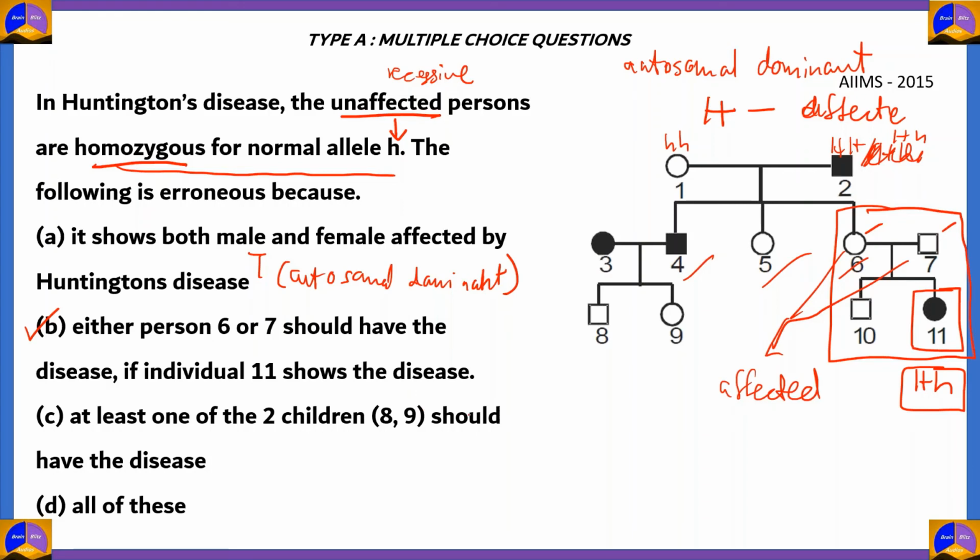At least 2 of the children, 8 or 9, should have the disease is option C. So when it is the case of heterozygous parents, we can have the case where both of the children can have small h. So in that case, they won't be affected. So option C is also incorrect. And so since A and C are incorrect, we can safely conclude that D is also incorrect.